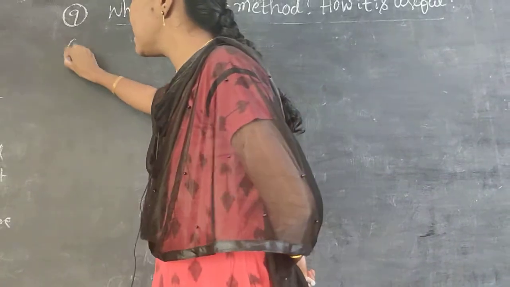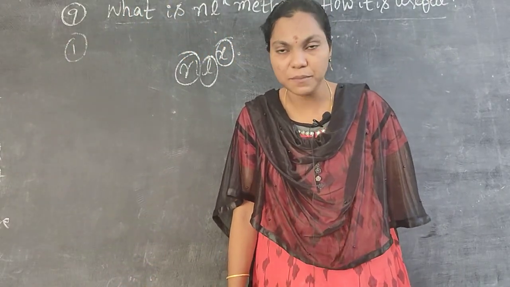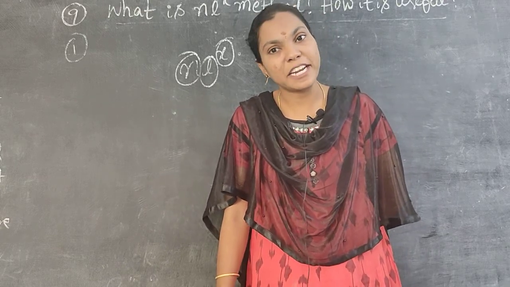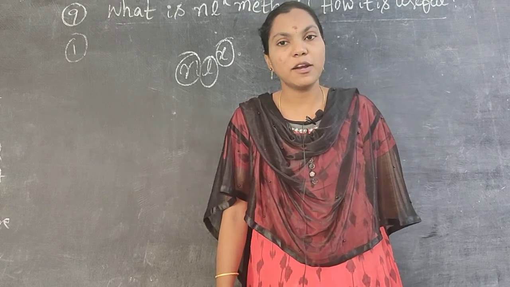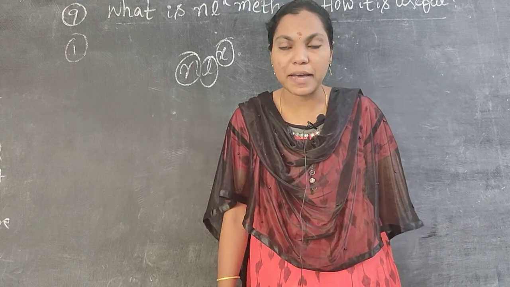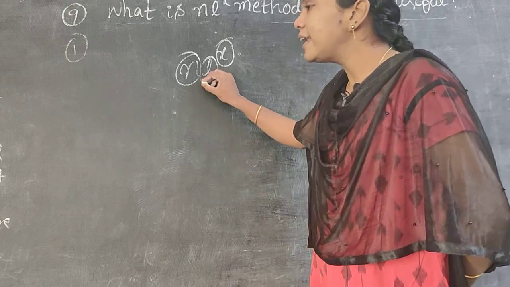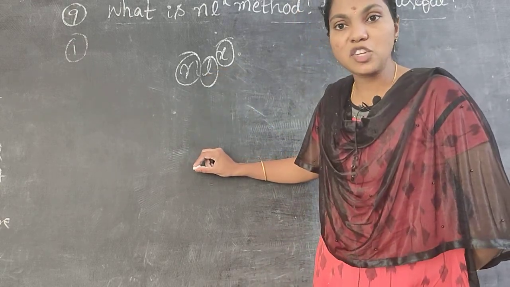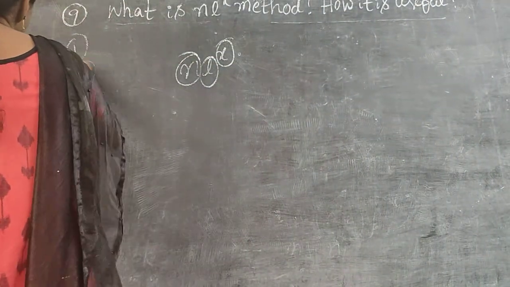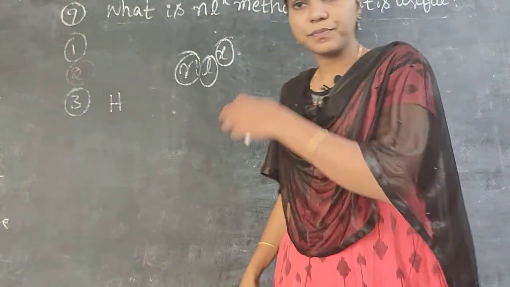The first point: the NLX method is a shorthand notation of an electronic configuration. Second point: in the NLX method, N denotes the principal quantum number, L denotes the azimuthal quantum number or angular momentum quantum number, and X is the number of electrons. So the NLX method is a very important shorthand notation. Third point, an example.